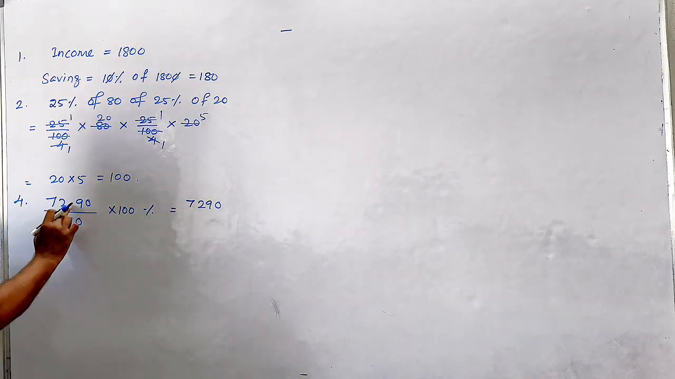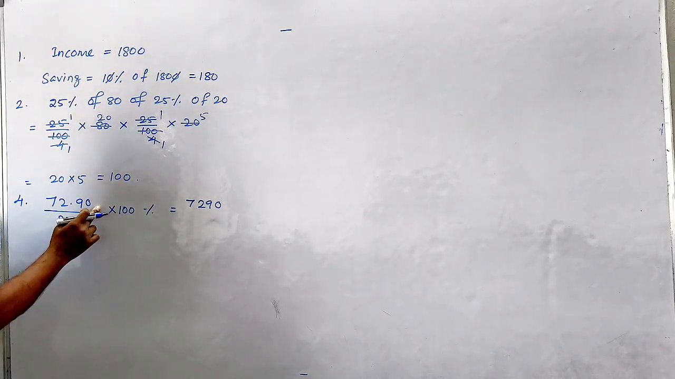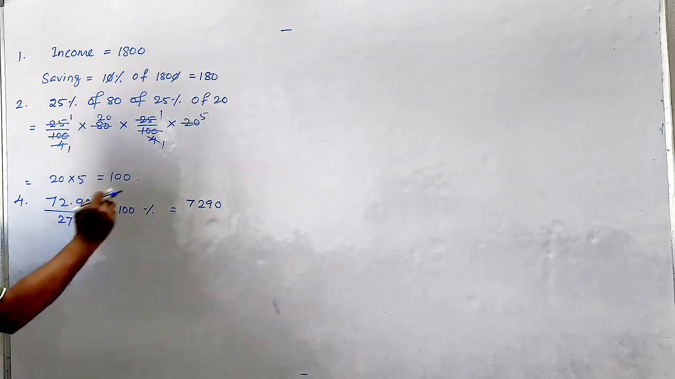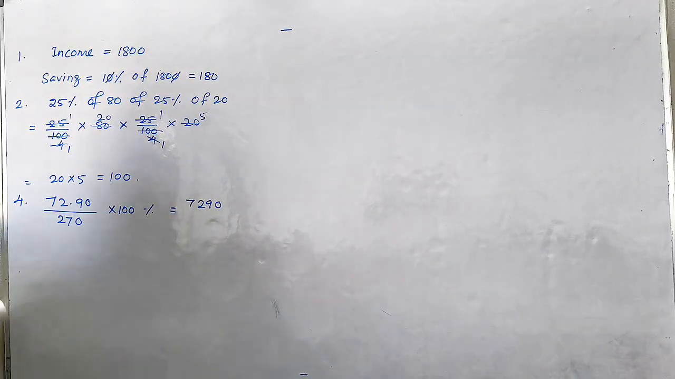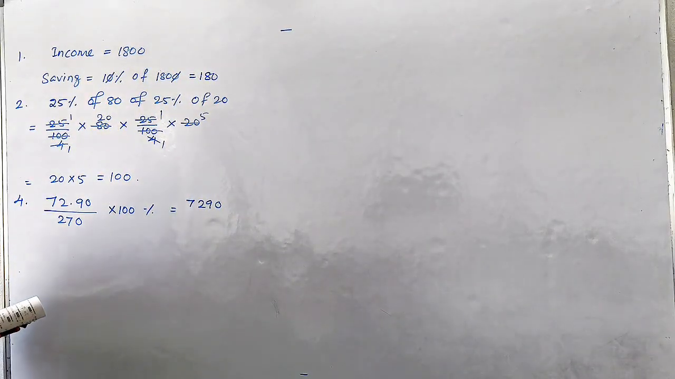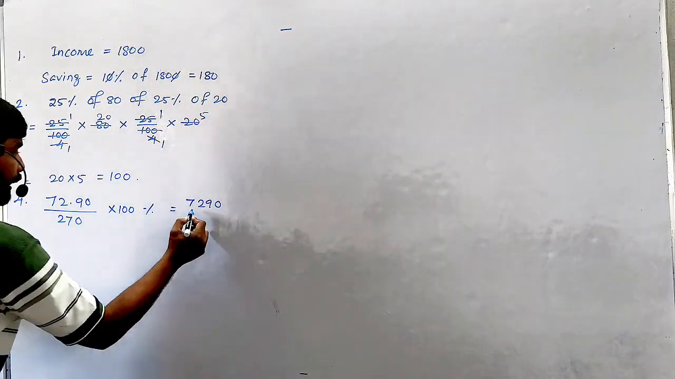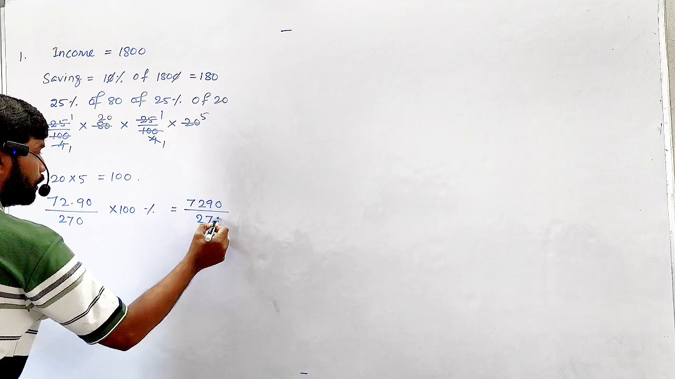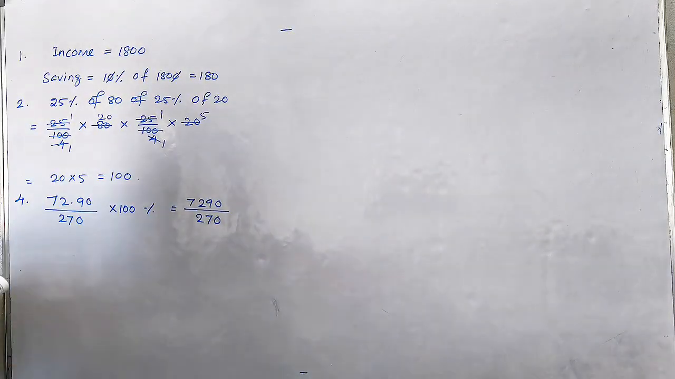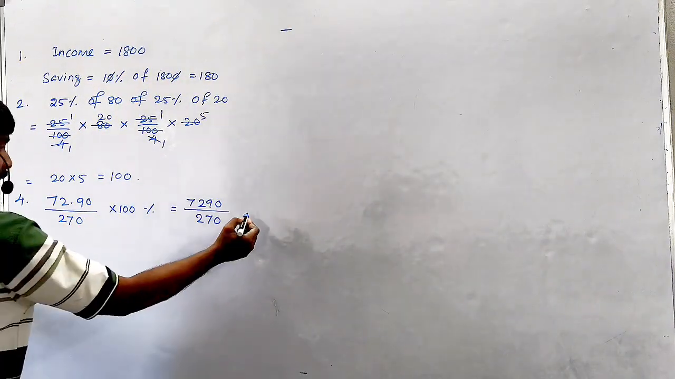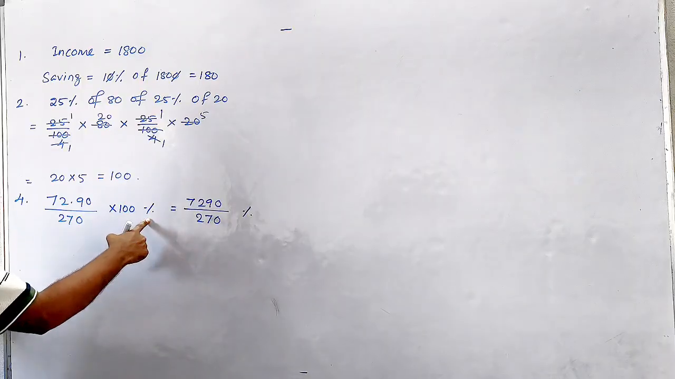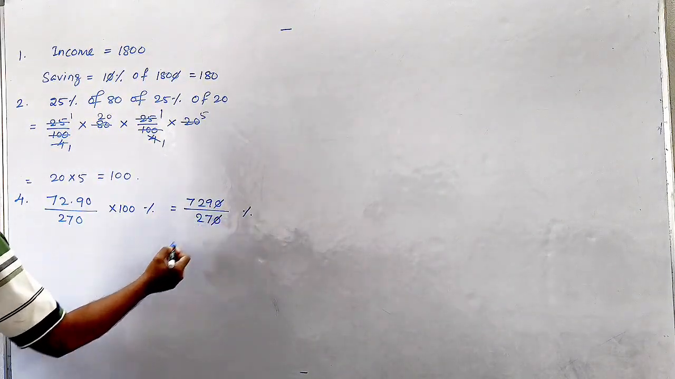7290. The point moves towards the right, no? How many steps? 2 steps. So the point will come after 0. After 0 means no need to put the point. Yes or no? Then divided by, again, what is that? 270. Here we can do the cancellation. But the percentage symbol will come. Percentage is that. 0, 0 cancel.